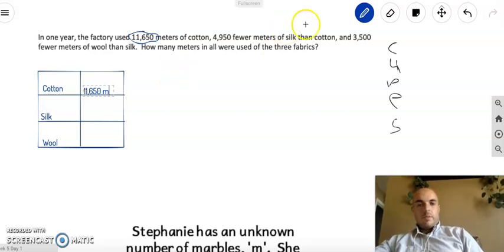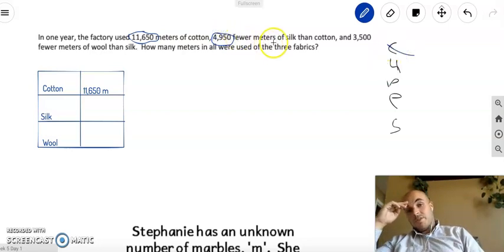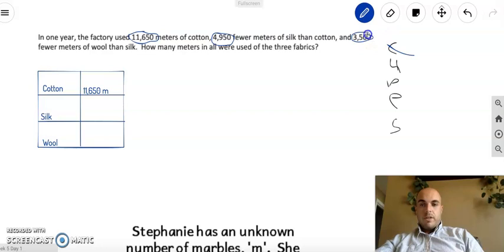M is the abbreviation for meters. 4,950 fewer meters of silk than cotton. So remember, this means there's fewer meters. That's not exactly how many there are of silk. We just have to solve to find that. And 3,500 fewer meters of wool than silk.